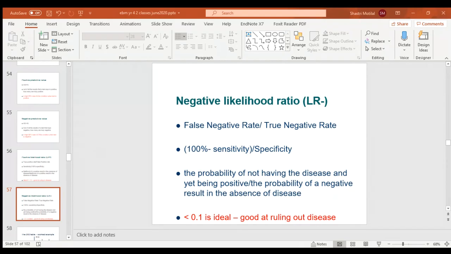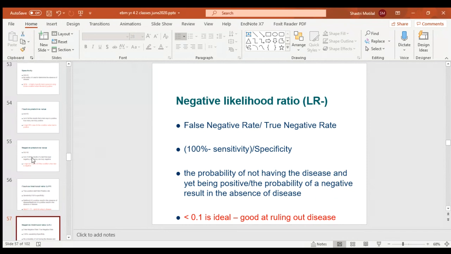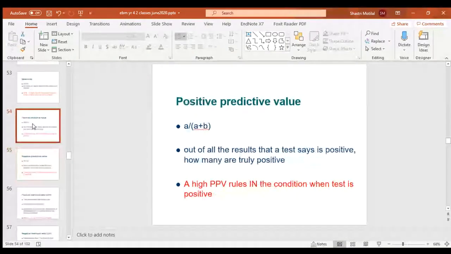So high sensitivity is, yeah, the person is negative. High specificity is, yeah, the person is positive. Yeah, that's right, Annalise, that's correct. And by extension, we say a high positive predictive value is good at saying, yes, the person has the disease. A high negative predictive value is good at saying, yes, the person does not have the disease.